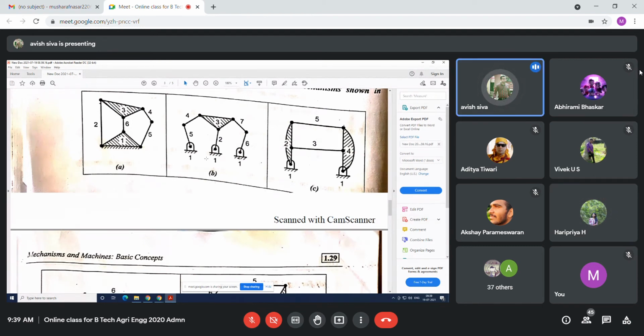Okay, all the fixed links, they are considered as single link.